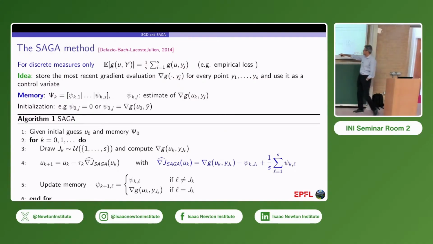Not necessarily. The psi_k^l is the gradient evaluated at this point y_l whenever you have visited that point. So it is not evaluated at u_k. It's evaluated at a past iteration when you have visited this point y_l. Maybe you have never visited this point, so it's just the initial estimation. Exactly. It's a different u from the past, the last time that you have visited that point.